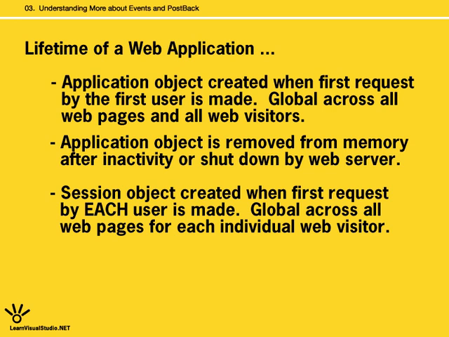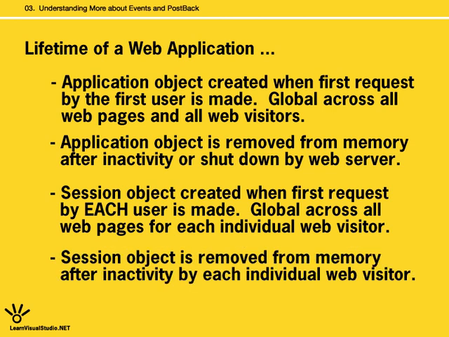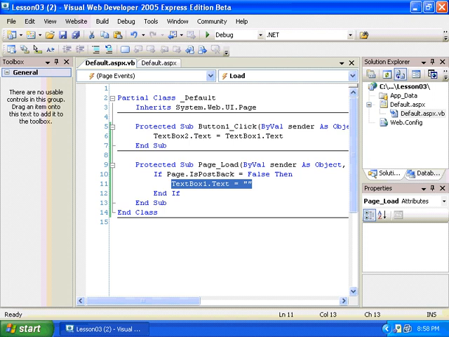So after a long period of inactivity, like let's say 20 minutes or so, the session object is destroyed from the web server's computer memory. And the reason why it destroys is that it can't simply keep around all of these objects for every user, or else it would use up all the memory within the computer. So we're going to revisit the application and session objects several times throughout this series of lessons.